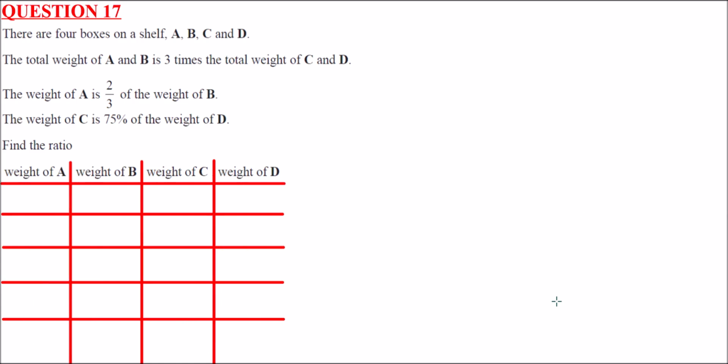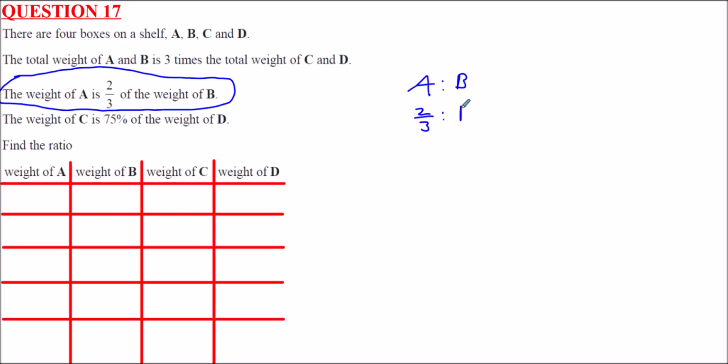So let's just think of this. So A and B is 3 times the total weight of C and D. We're told though that the weight of A is 2/3 of the weight of B. So let's imagine the ratio of A to B. So A is 2/3 of one lot of B. If I multiply both these numbers by 3 though in the ratio, I can make that into a better looking ratio of 3 to 2. So I'm going to put that 2 and 3.